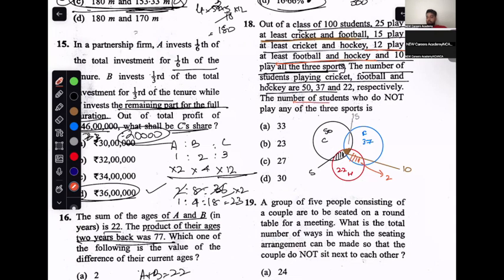The number of students who do not play any of the three sports. Now first we take out from 50. 50 play cricket, 50 minus 15, 35. 35 minus 10, 25. 25 minus 5 would make it 20 play only cricket.